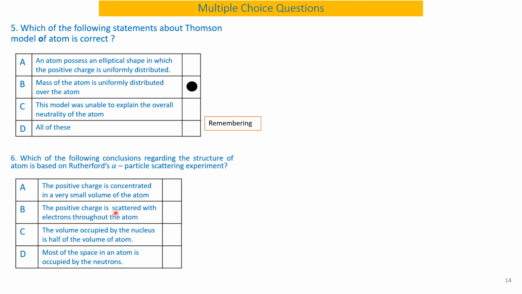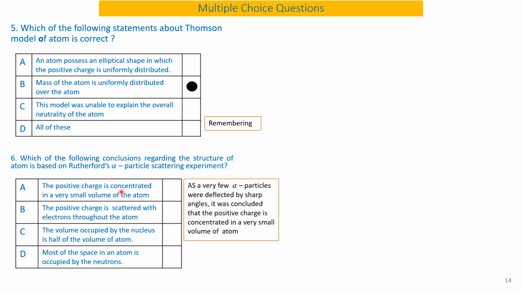Second, the positive charge is scattered with electrons throughout the atom. This is wrong. The volume occupied by the nucleus is half the volume of the atom. That is wrong. Most of the space in an atom is occupied by neutrons. This is also wrong. Only A is correct. Please mark it.